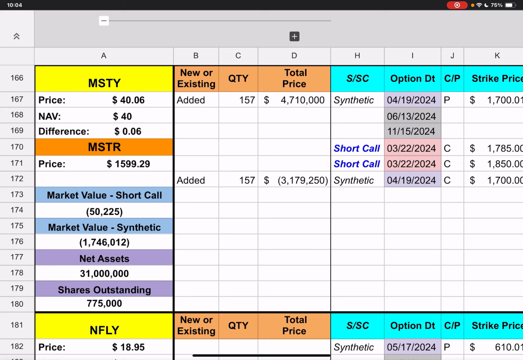So here's MicroStrategy, or Misty. Misty closed at $40.06. MicroStrategy closed at $1,599.29. They rolled their previous synthetic to the new expiration date of April 19th.